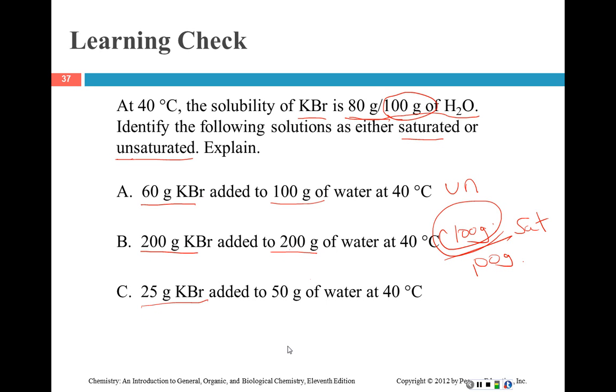25 grams of KBr in 50 grams of water. Let's see, we've got 25 grams of KBr in 50. We need that to be in 100 grams so we can compare it to the solubility. What did I have to do to 50 to get to 100? Multiplied it by 2. So that means I've really got 50 grams of KBr in 100 grams, and that's less than the 80, so it would be unsaturated. See how that works?